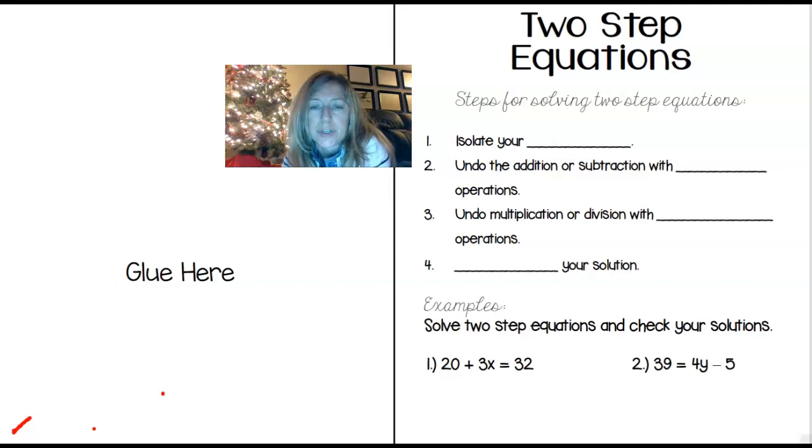This is for two-step equations. Many of you have finished one-step equations, so you really need to get started with this. I'll upload this if you want to print it out at home. Otherwise, you can wait and do it in school on Monday or Tuesday.